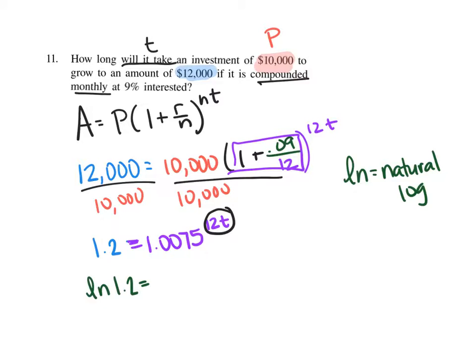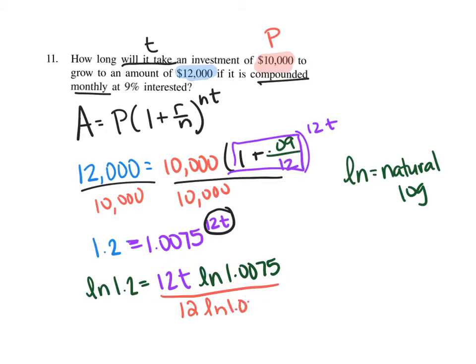When I take the natural log of this side, though, the 12t moves to the front of the natural log. So I get 12t natural log 1.0075. And you just do the natural log using your calculator. So now I want to solve for t. What that means is I'm going to divide by everything that's not t. So I'm going to divide both sides by 12 natural log 1.0075.